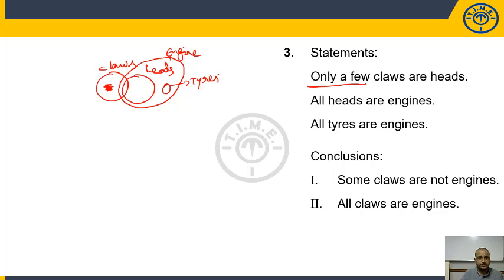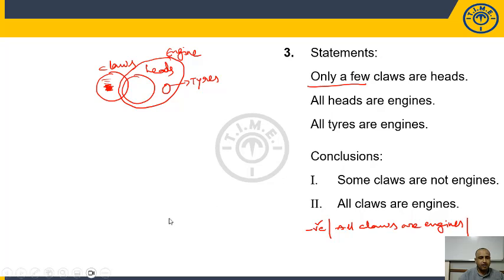Some class are not engines. Is it some class are not engines? Yes. This part of the class is not engines. So the negative conclusion is true. So we have to draw the alternate diagram. What is the alternate diagram? All class are engines.